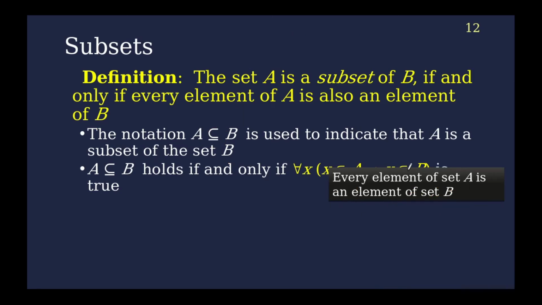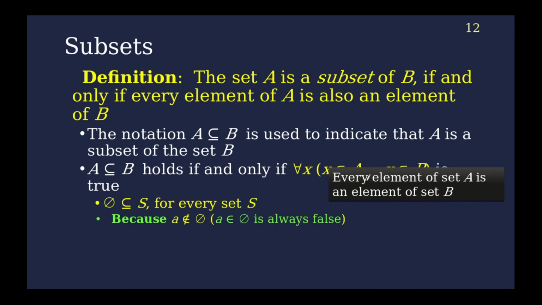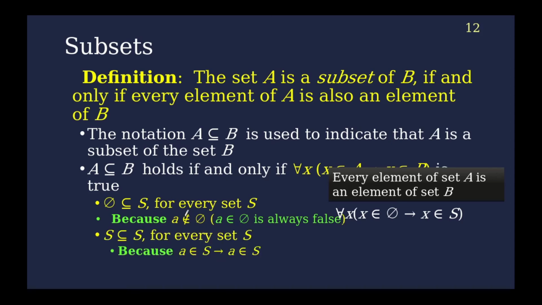Every element of set A is an element of set B. So the empty set is a subset of all sets. The empty set is a subset of all sets because "A belongs to the empty set" is always false. That's why the empty set is always a subset of any set.